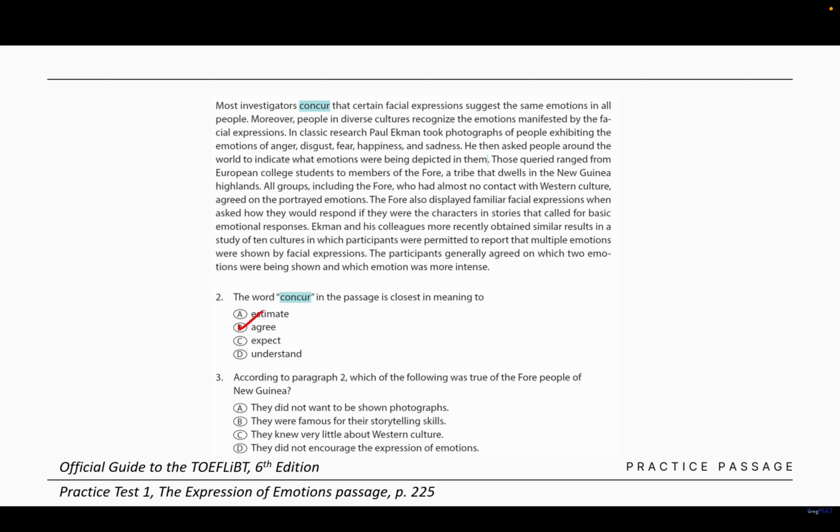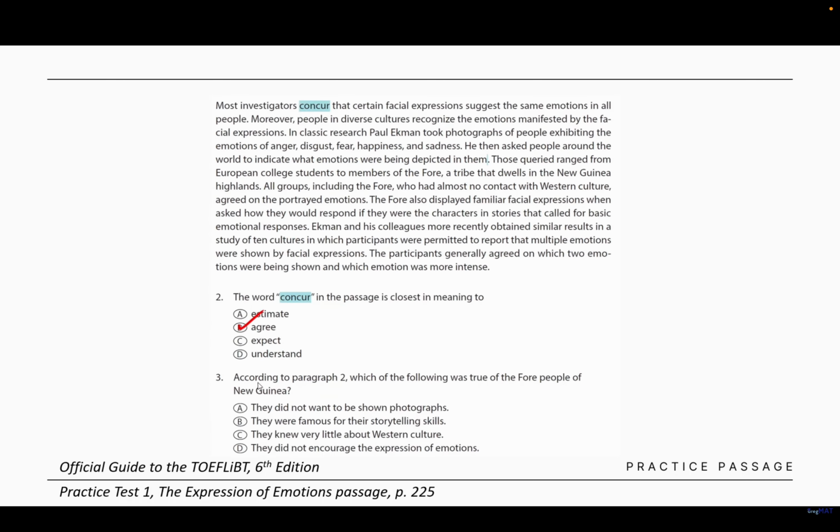Any questions about vocab or the passage summary? Any questions whatsoever? Going once. Going twice. All right, let's do some factual questions.